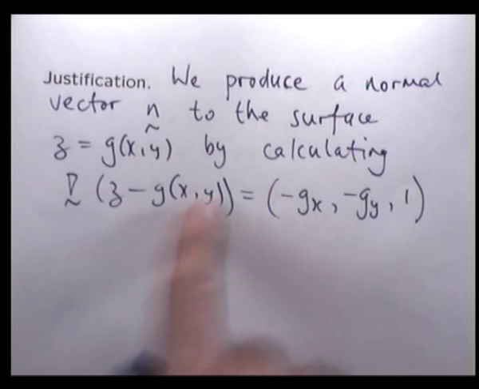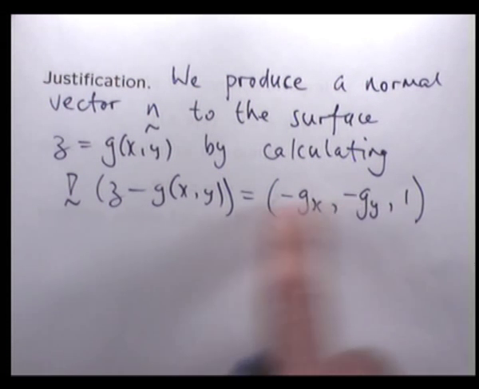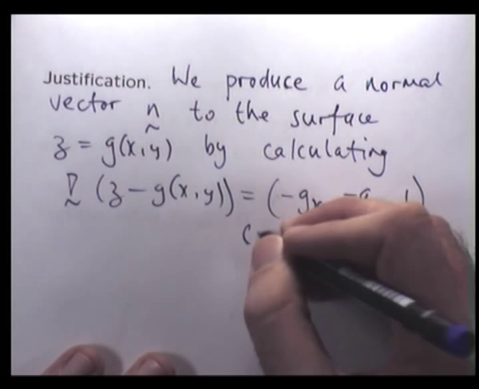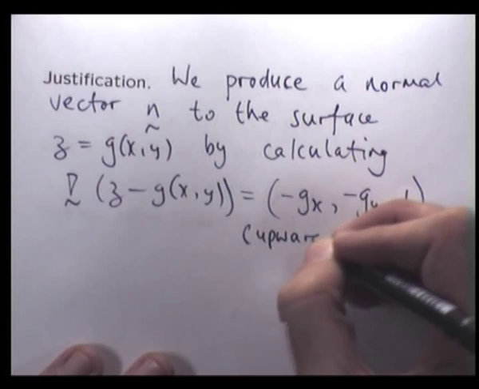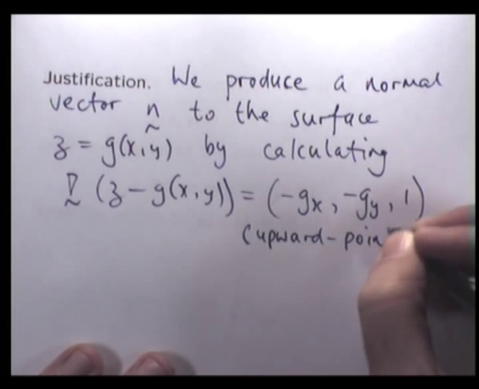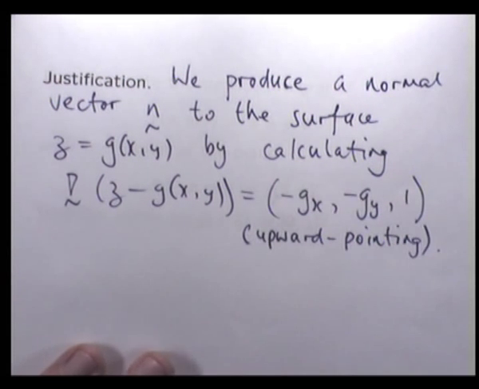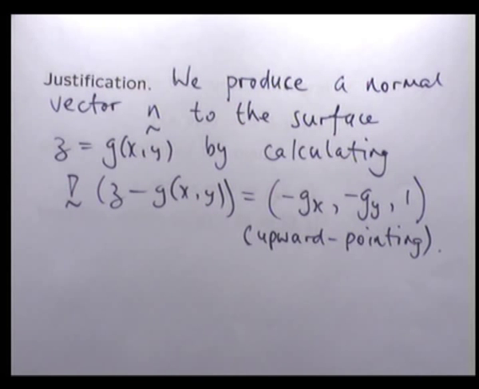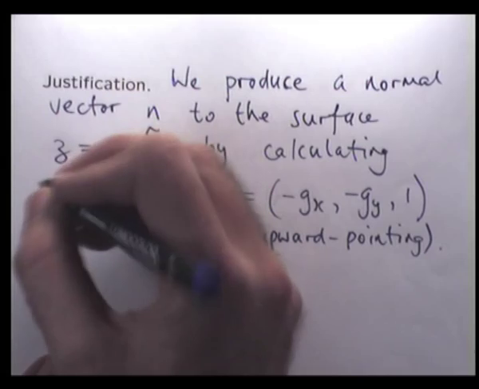Okay, if you had these reversed, you'd have a negative 1 here and positive signs here. Upward pointing is how we call this. I'm going to denote this by N.